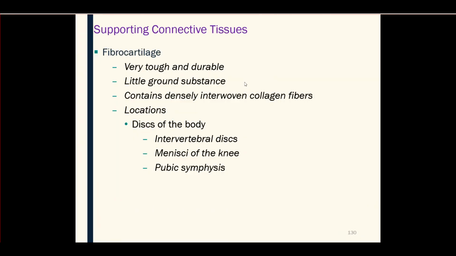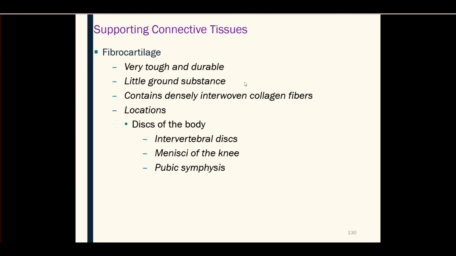The last cartilage is known as fibrocartilage. Sometimes people call it fibrous cartilage. This is also a very tough and durable cartilage. It contains dense, interwoven collagen fibers, so it's very, very strong. You can definitely see the collagen when you look at it under the microscope.